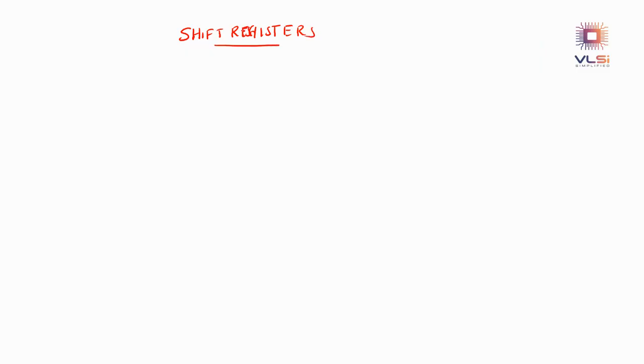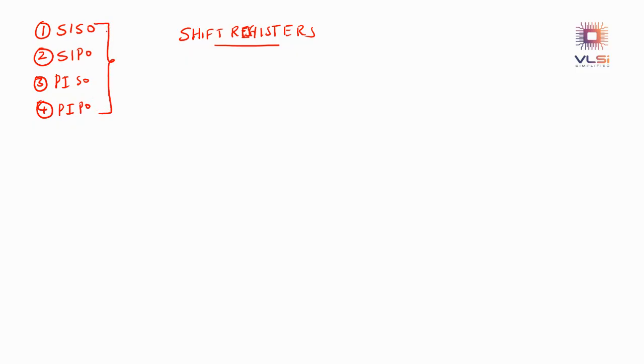So in digital, we have already seen that there are four types of shift registers. Those are serial in, serial out; next is serial in, parallel out; parallel in, serial out; and parallel in, parallel out. So these are the shift registers we have.